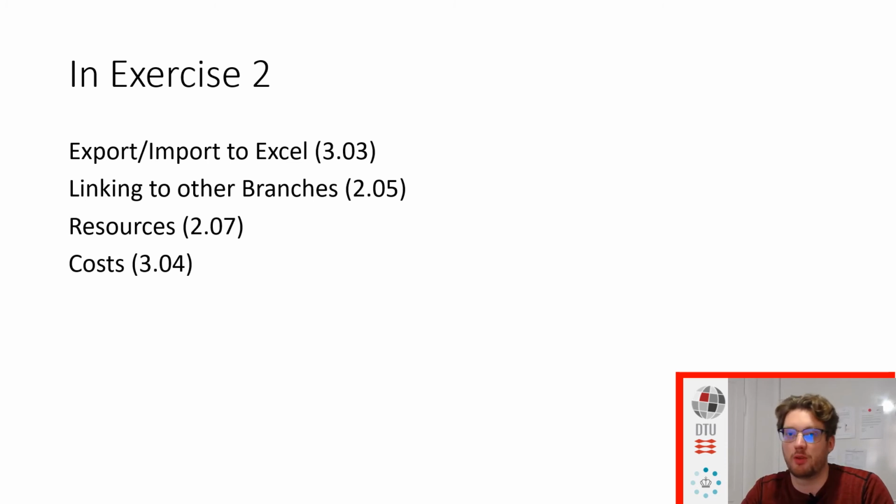In exercise 2, we are going to work with exporting and importing to Excel, which you can find in video 3.03. We will also be working with linking to other branches again, which is in video 2.05. We're going to work with resources, which you can find in video 2.07. And we are also going to work with costs, especially social costs again, which is in video 3.04.